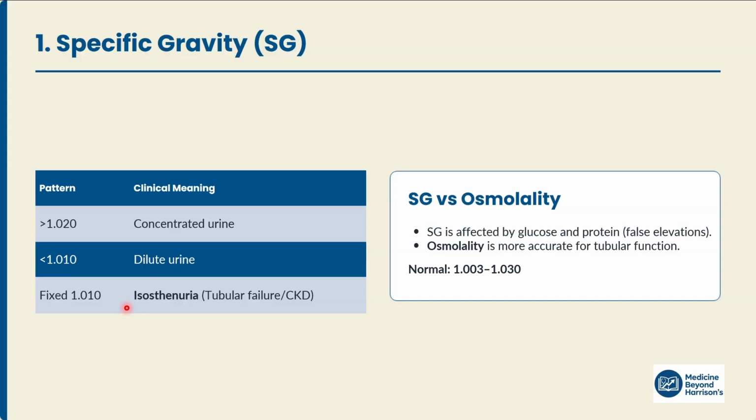That means the kidney is not able to concentrate the urine because of tubular failure or due to chronic kidney disease.